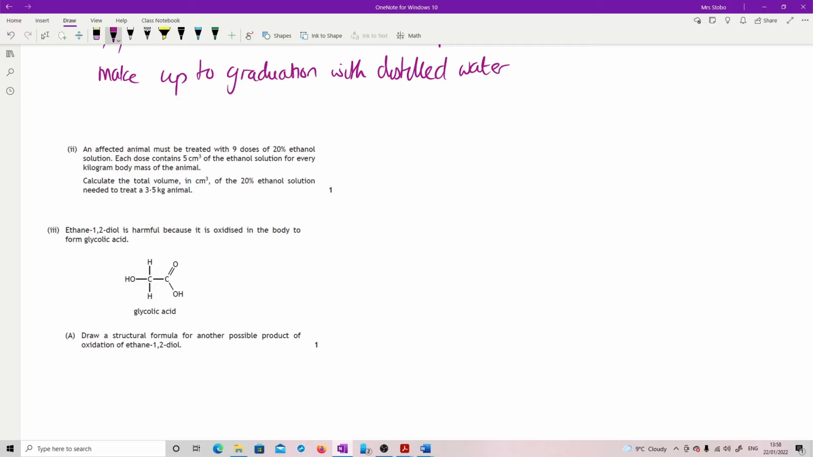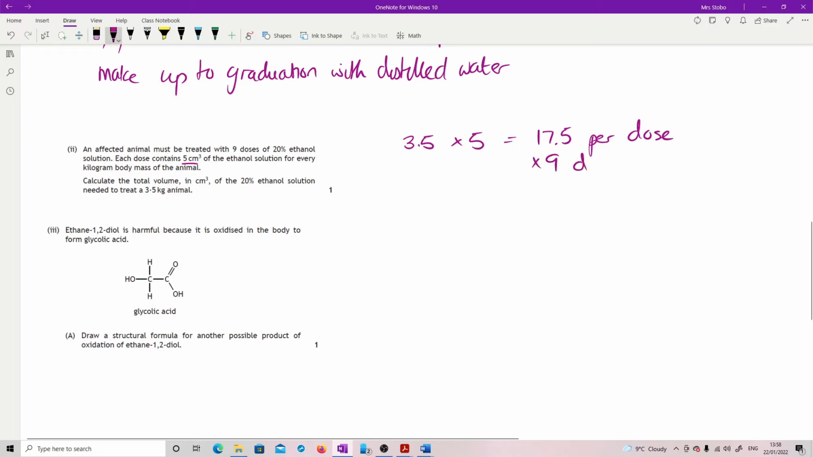Okay, right, so we have a 3.5 kilogram animal, and that needs to have 5 cm³ per kilogram, so times that by 5. So I need 17.5 per dose. Okay, and I need 9 doses. So I need 157.5 cm³ for my final one. It's only worth 1 mark, you can see why.